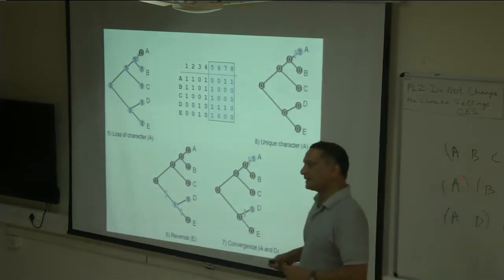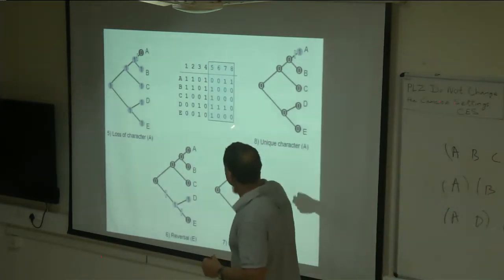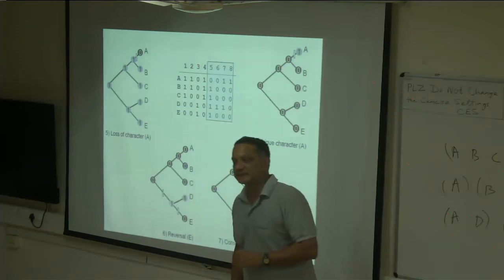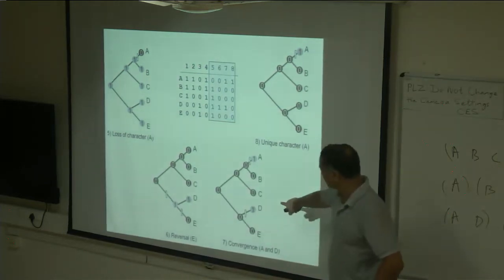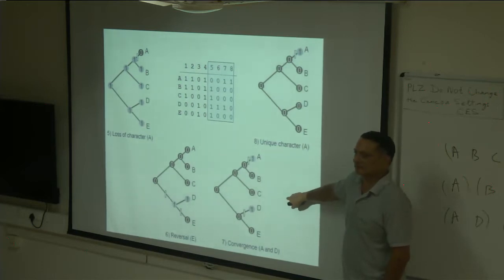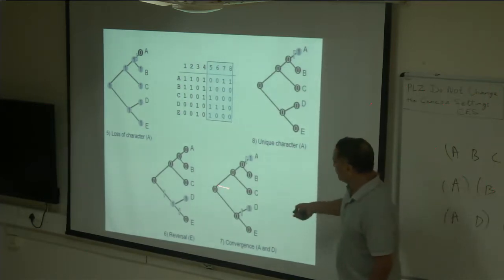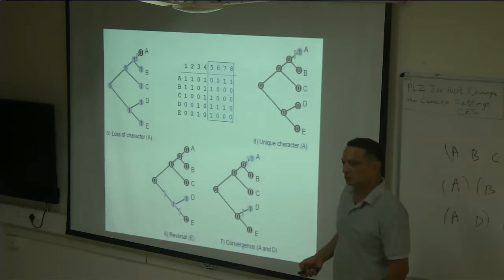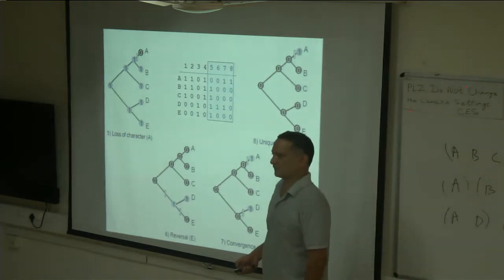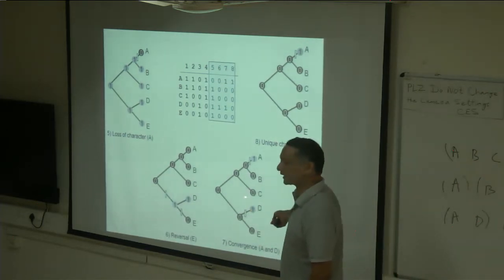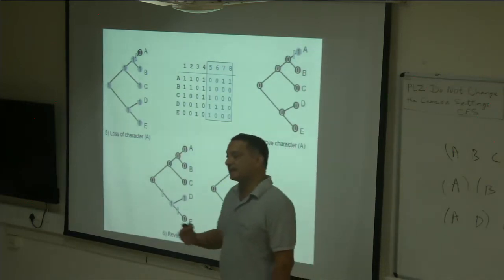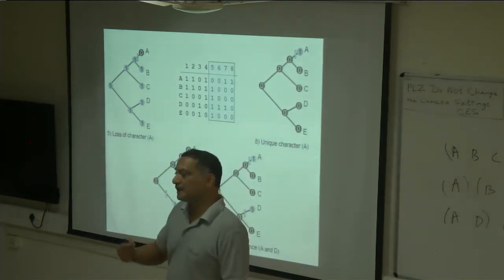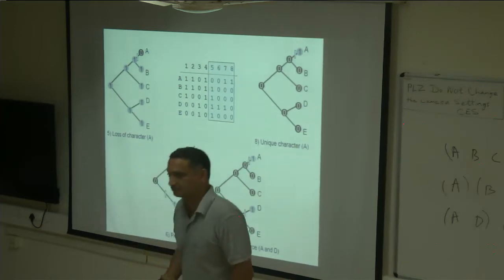Right? So the cladists argue that these characters here can give you a completely messed up tree. They should not be used, particularly this convergence. These two are called homoplasies. These kinds of changes are called homoplasies. What a homoplasy does is it makes unrelated species look similar.